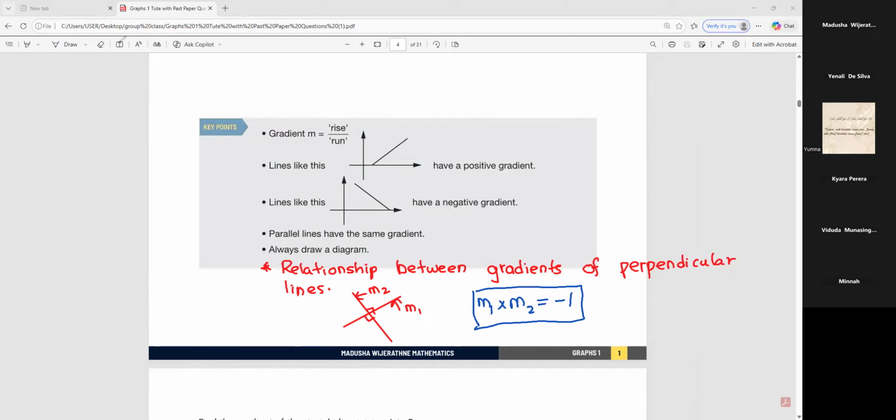I think up to now, you can understand these things. If there's any question, you can ask.